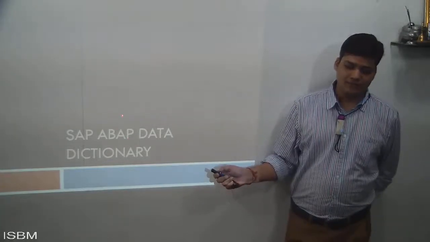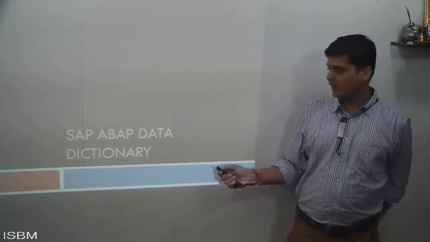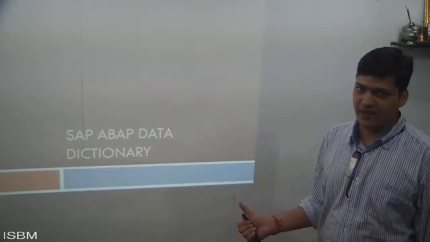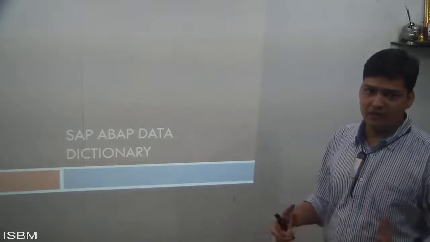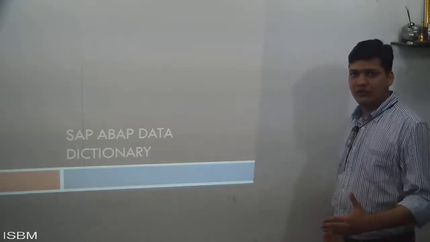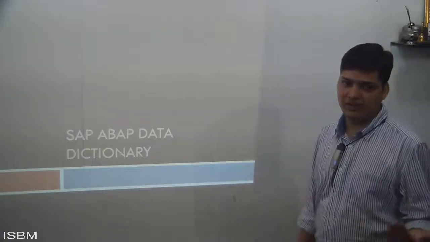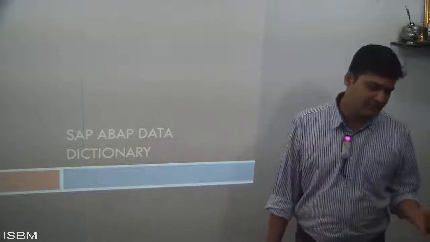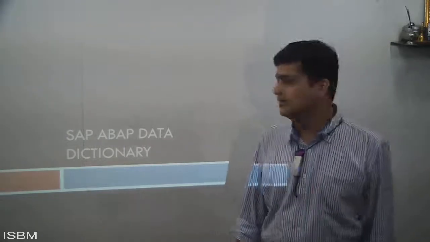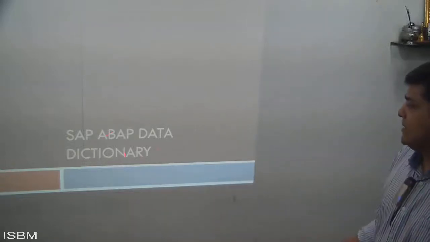Initially we have SAP ABAP. We will start with the SAP ABAP data dictionary. Then we have SAP ABAP programming, where we will learn how to do the programming and all. After that, slowly we are going to touch the difficult parts of SAP ABAP, like BDC, and then we have enhancements, then BADI, BAPI, and other things. So let's start with the SAP ABAP data dictionary.